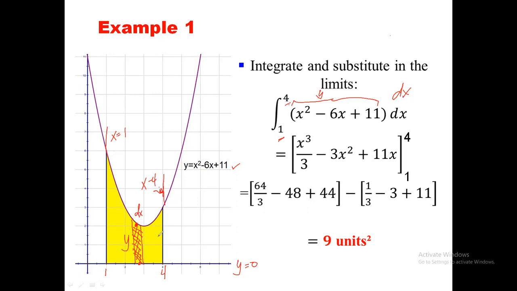Now, it was discussed last meeting on how you're going to evaluate this integral. So you just use the appropriate formula or technique. Then apply the limits. That gives you 9 square units for the area of this yellow shaded portion.